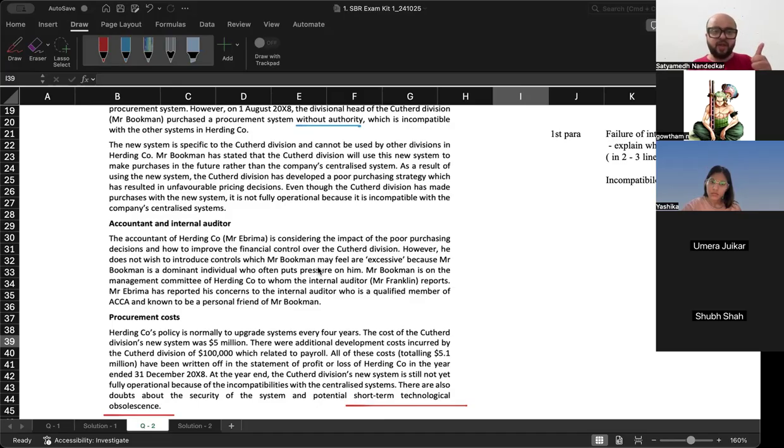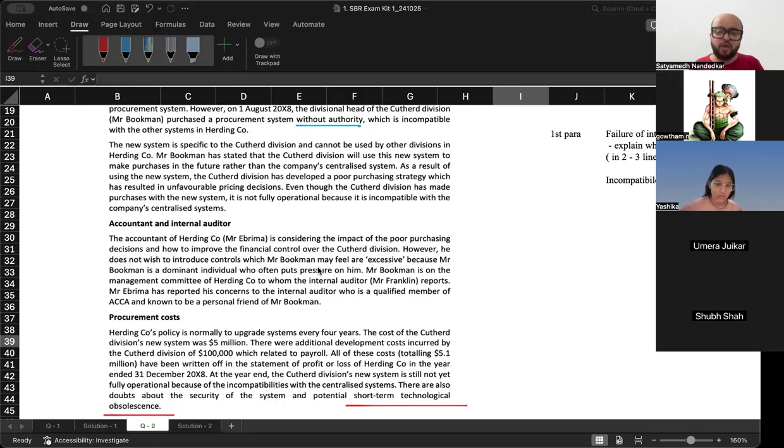But this Mr. Franklin happens to be a close personal friend of Mr. Bookman, and because of that, he might get influenced by what Mr. Bookman is saying. The independence of the internal auditor is super important when he's performing his responsibilities. If he is getting influenced, if he is getting impacted, then what is the point of all of this? Right? So ultimately, who will suffer? The shareholders of the company will suffer. Other stakeholders will get impacted if he fails to discharge his responsibilities.